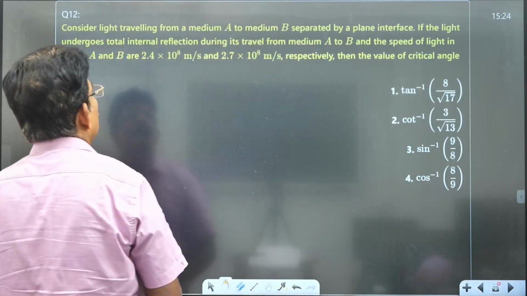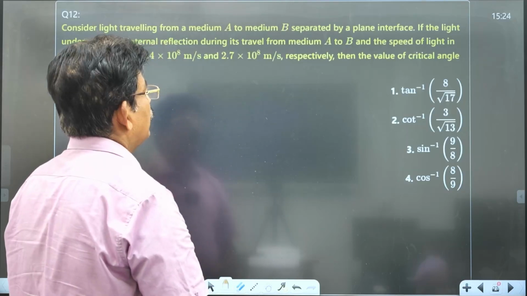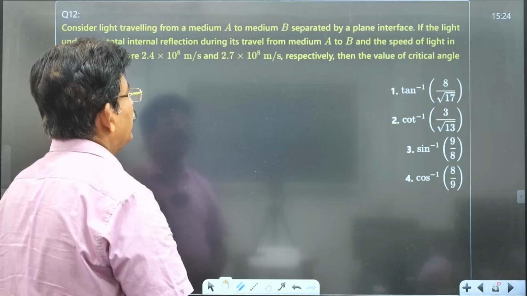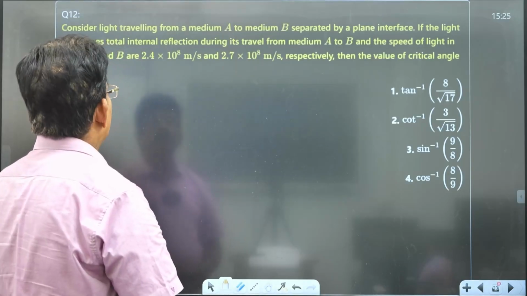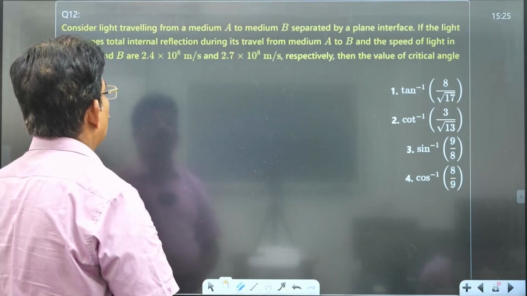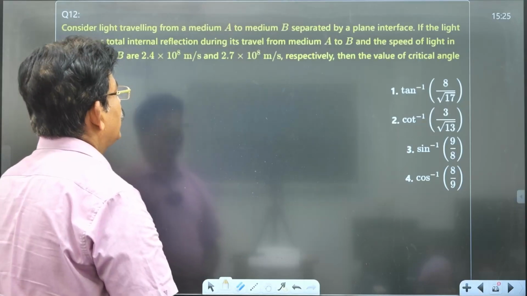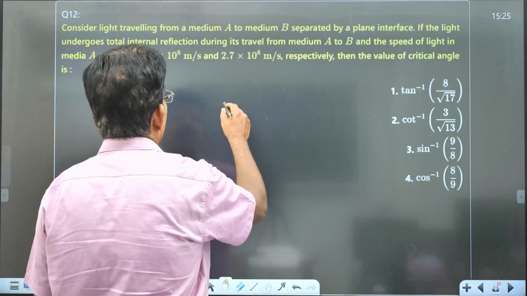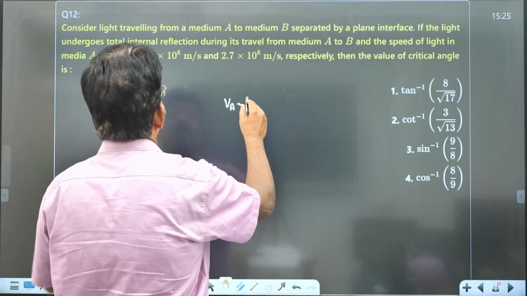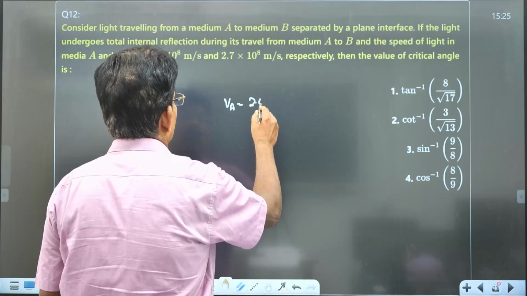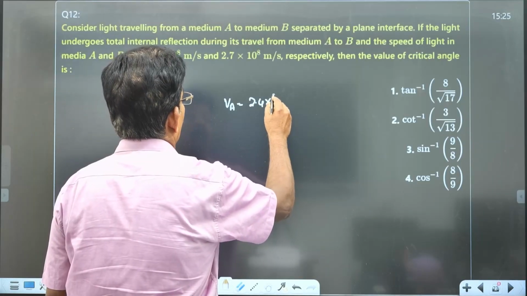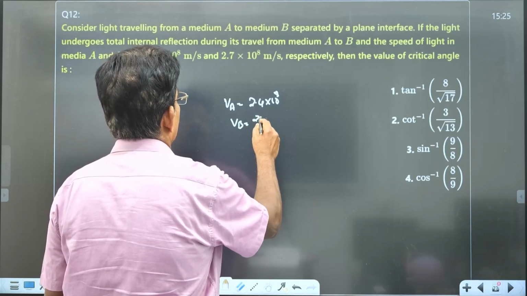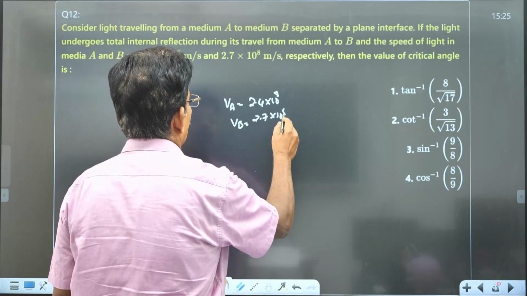Consider a light traveling from a medium A to medium B in a plane refraction. The light undergoes total internal reflection, traveling from medium A to B. The speeds of light in medium A and medium B are 2.4 and 2.7 respectively. Then the value of the critical angle is? Here, speed in medium A, VA, is 2.4 into 10 to the power of 8. VB is 2.7 into 10 to the power of 8.